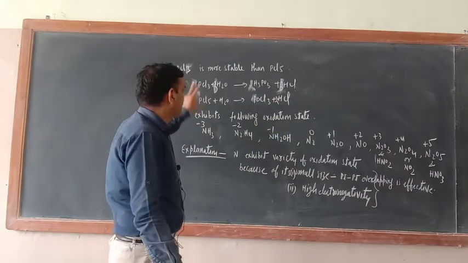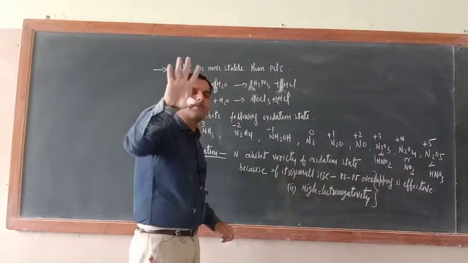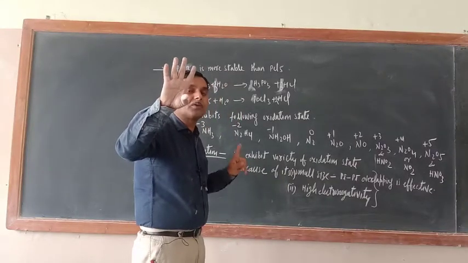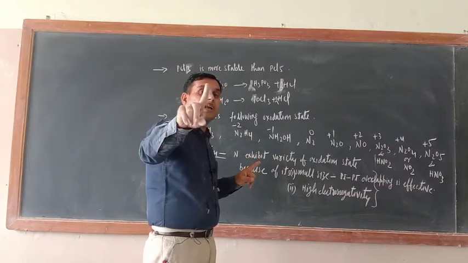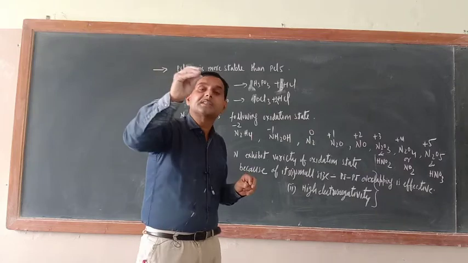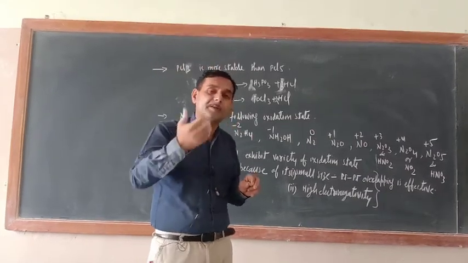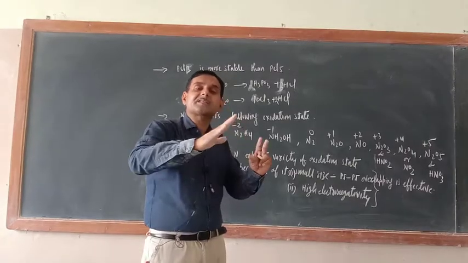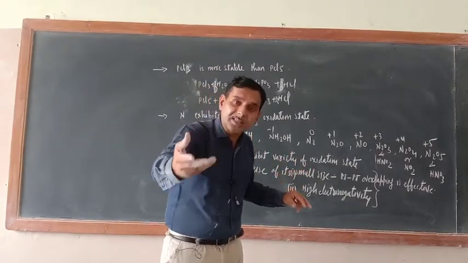That is one reason. Second reason, in PCl5 what is there? Five chlorine atoms are there, and they will surround the single phosphorus. So due to the bigger size of chlorine, the small-sized phosphorus cannot accommodate five chlorine atoms with itself. That is why the structure will dissociate, and it becomes unstable.